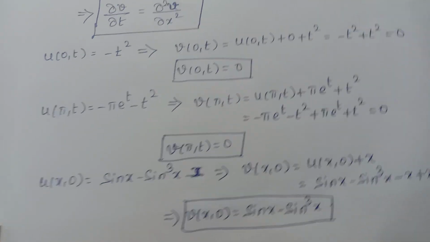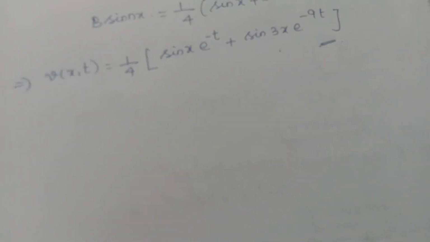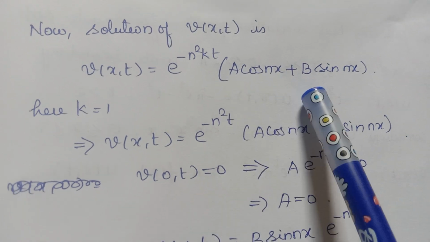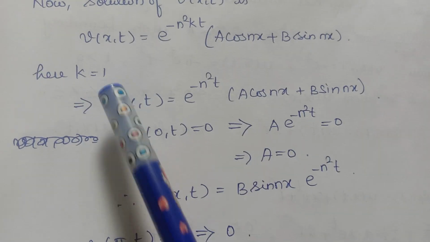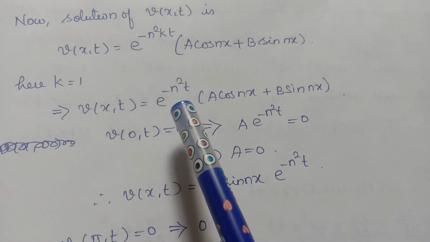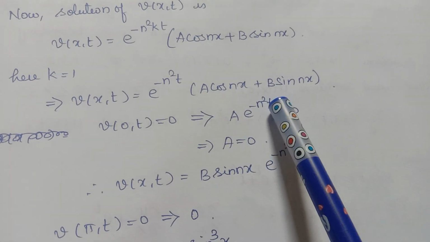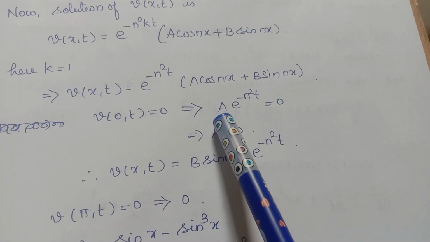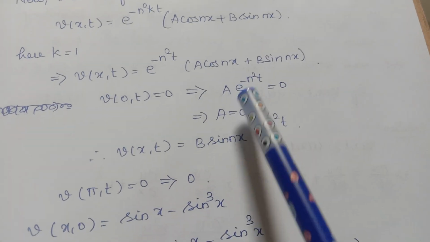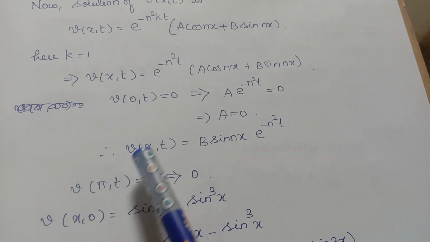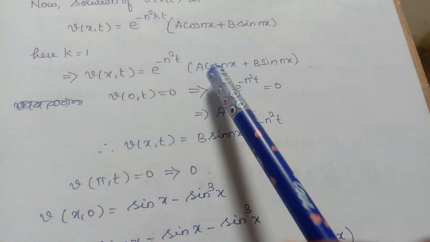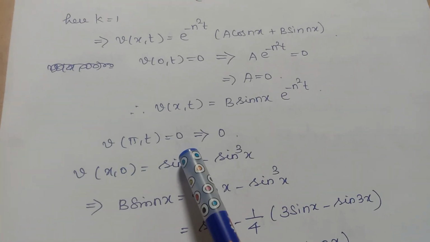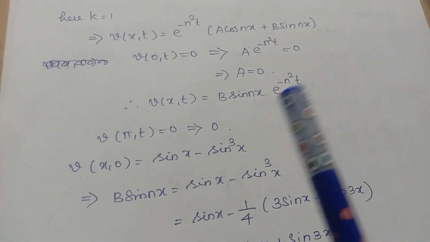This is the initial condition. Then next one is, what is the solution? e^(−n²kt)(a cos nx + b sin nx). For this problem k = 1. So v(x,t) = e^(−n²t)(a cos nx + b sin nx). Now v(0,t) = 0 implies a e^(−n²t) = 0, which is simply a = 0. So v = b sin nx e^(−n²t). But v(π,t) = 0 implies 0, so we don't get anything from that result.